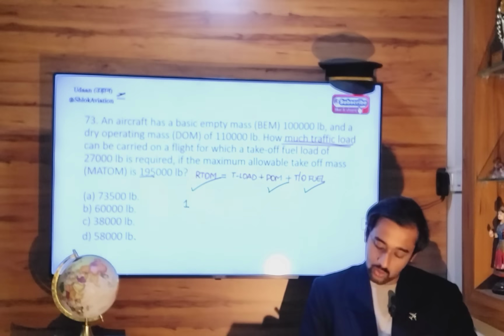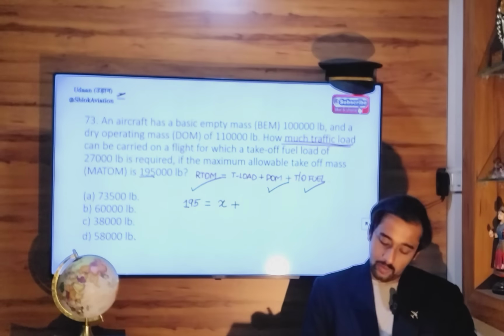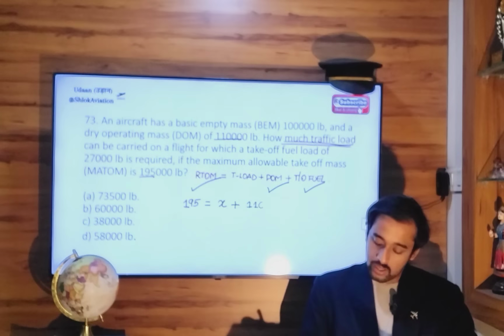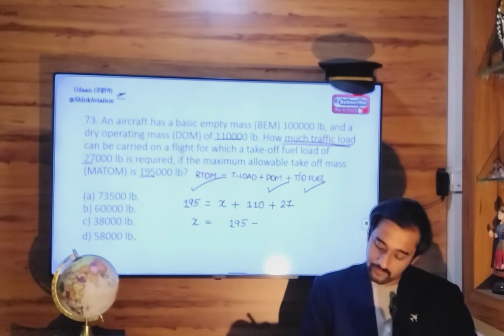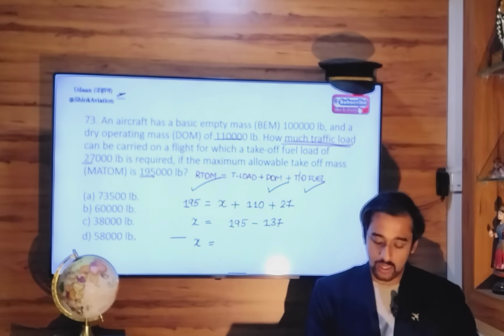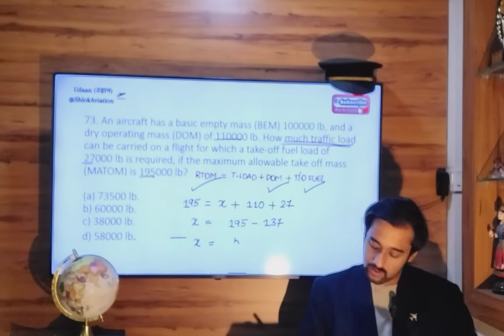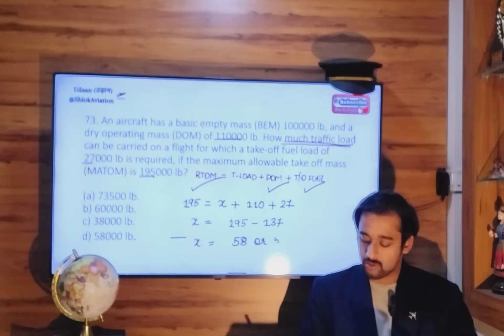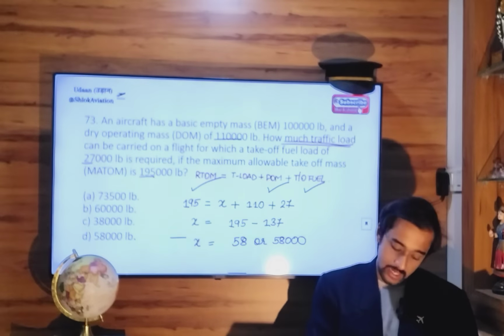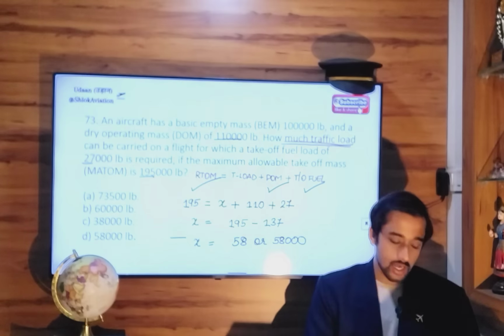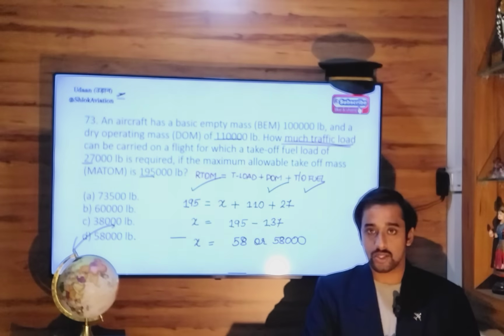So maximum takeoff mass is 195, dry operating mass is 110, takeoff fuel is 27. So payload will be 195 minus 110 plus 27, that is 137. So 195 minus 137 equals to 58, or 58,000. So the traffic load that you can carry is 58,000. So it should be delta. So 73 is delta. Yeah. So very simple formula based question.